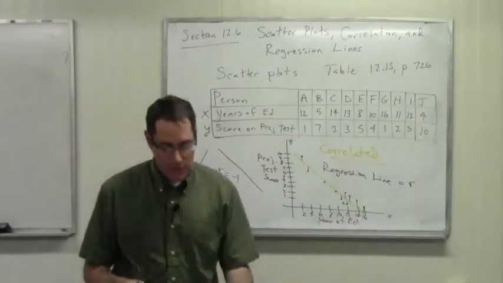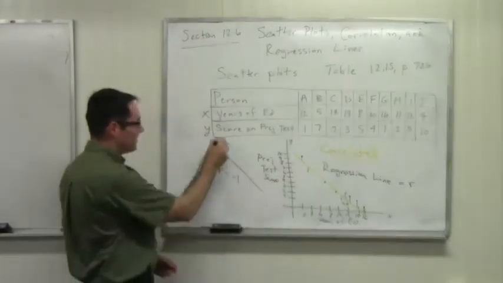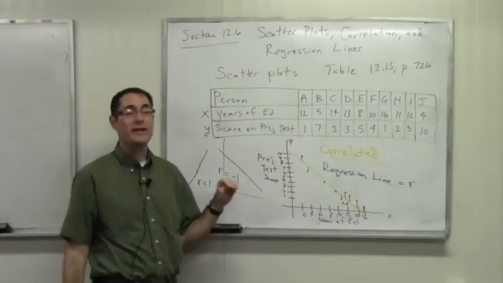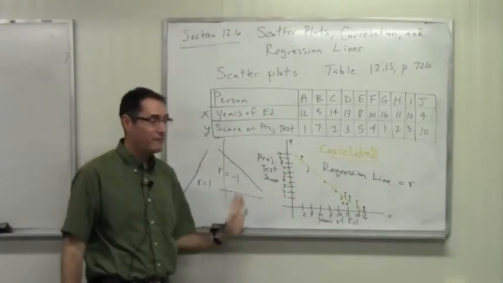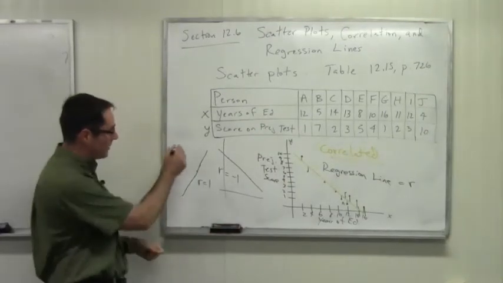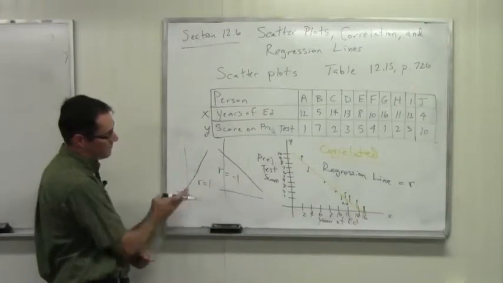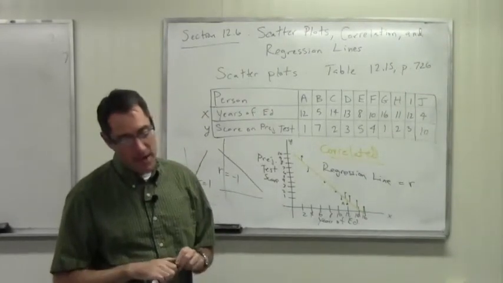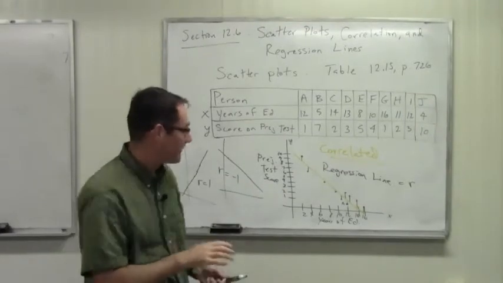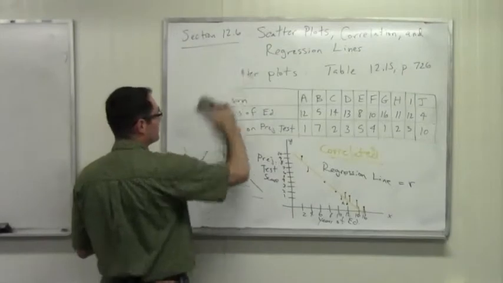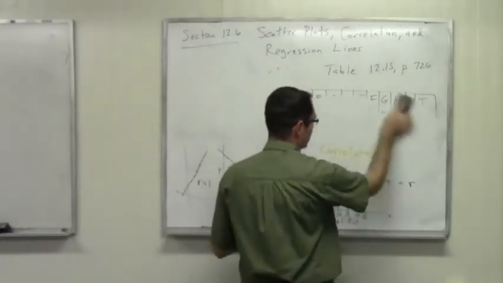When you see something like this, or like the one we have, that's a pretty strong, what we call a negative correlation. As one value gets bigger, the other one gets smaller. If it's going this way, up and to the right, it's going to be a positive correlation. All right, let me erase some of the data tables here.